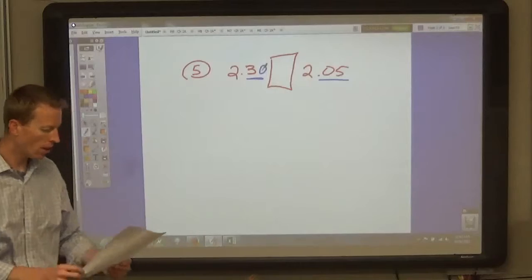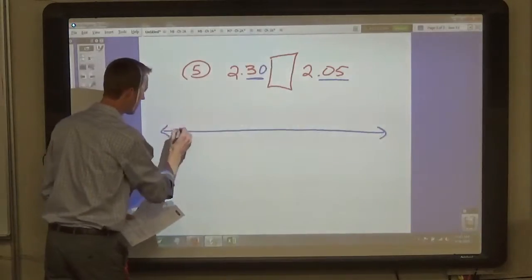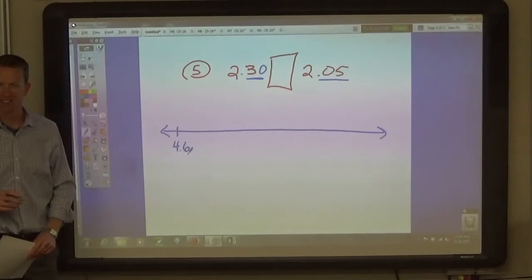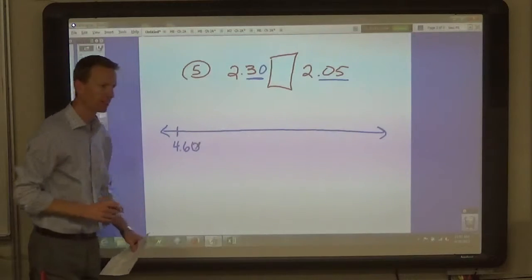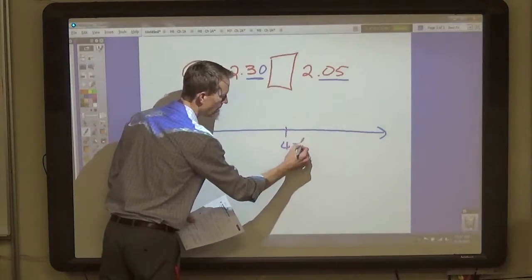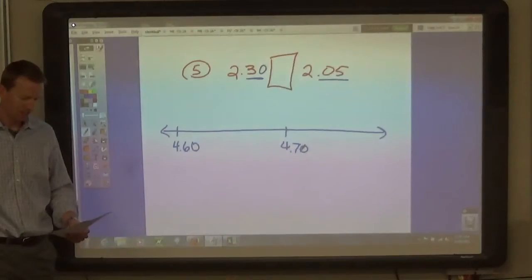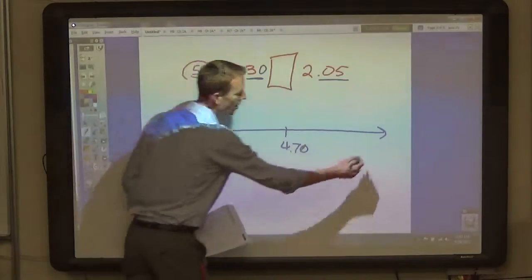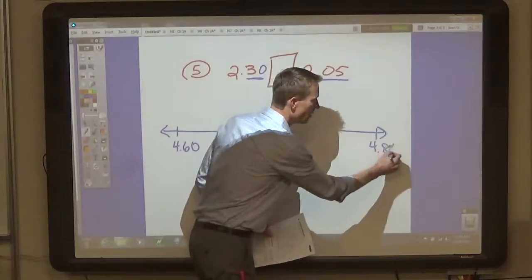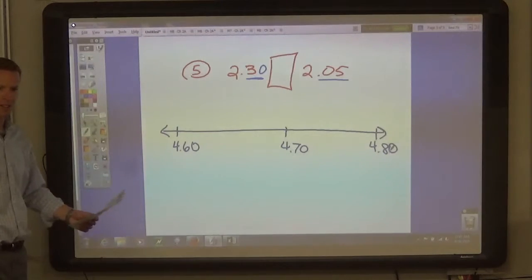So first, start with writing, since the number line has 4.6, what should we put on the end of the 6? Put a 0. 4.60. And then later on there's 4.7. Right? 4.70. And then down here is 4.8. And change that to 4.80. Now we can figure out where things go.